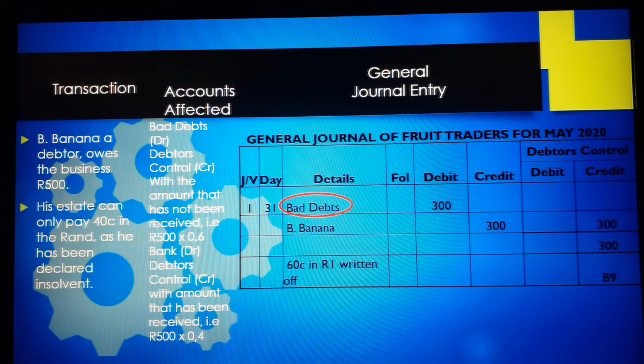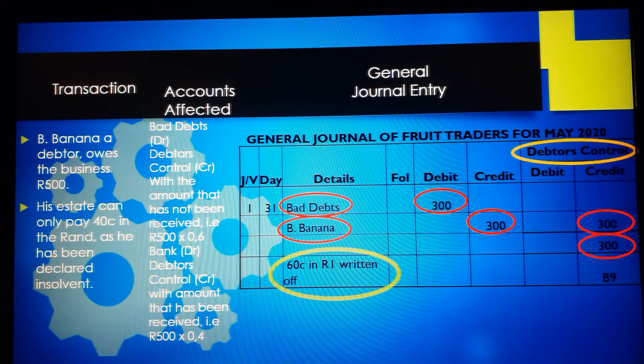The debited account, which is bad debts, we only write off the portion that is irrecoverable. The balance of what he owes, which is the 200 Rand, that would be entered in the cash receipts journal because he is paying that portion. The bad debt is written off in the general journal, and we follow the same process as the last transaction.